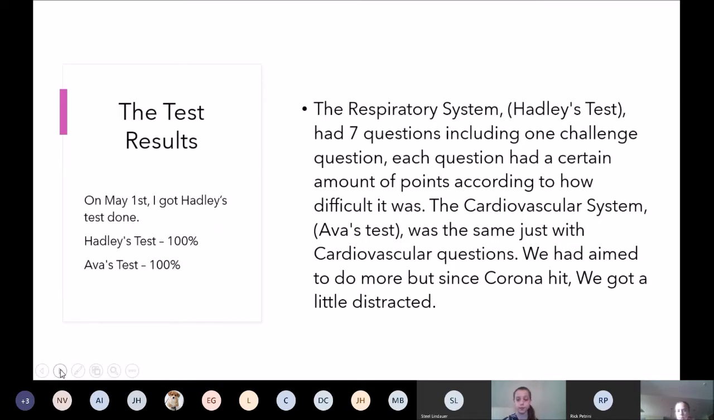The respiratory system test, Hadley's test, had 7 questions, including 1 challenge question. Each question had a certain amount of points according to how difficult it was. The cardiovascular system test, which was Ava's test, was the same just with cardiovascular questions. On May 1st, I got Hadley's test done. Hadley got 100% and I got 100%.